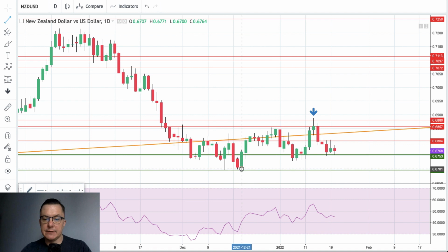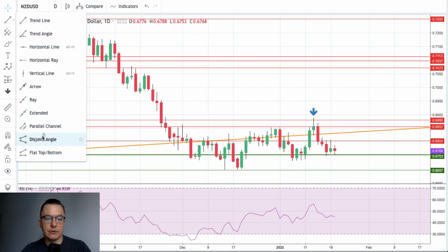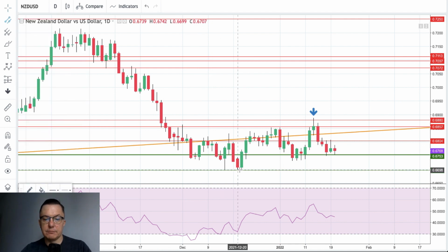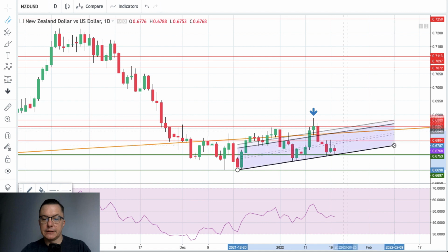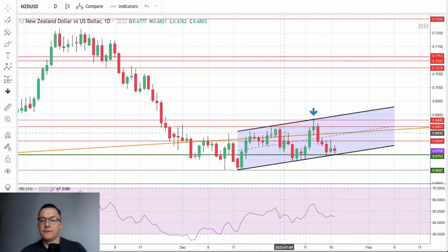short-term channel line. So if we put a channel here, we got the first line here. Let me actually put a parallel channel. So let's say this low, and there's a channel line, and there is an upper channel line. It's a very nice channel here, not as sloping as the Australian dollar.